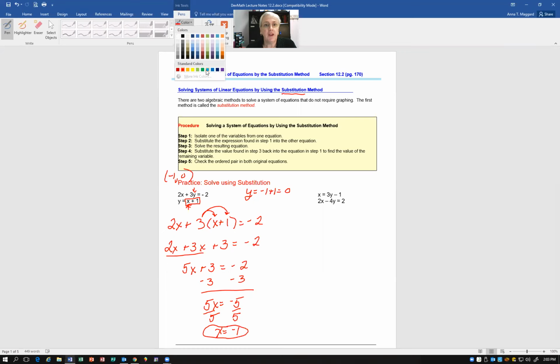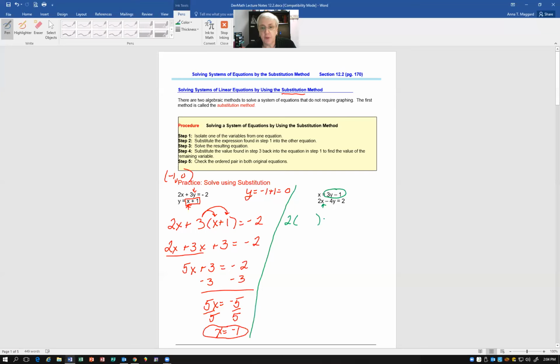If I'm looking at this next one, I'm going to change colors so you can see the difference here. This is already set up very nicely for substitution because it says x equals. This other one said y equals, so it was set up easy to substitute. So this 3y minus 1 is going to go here in place of the x. Again, be careful that you've got parentheses around that.